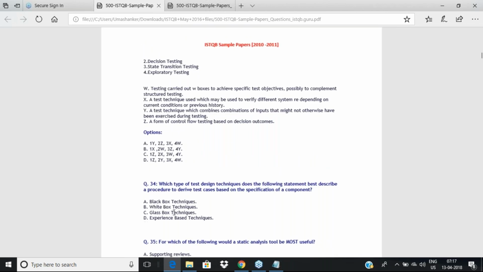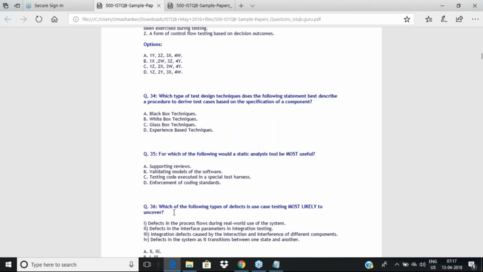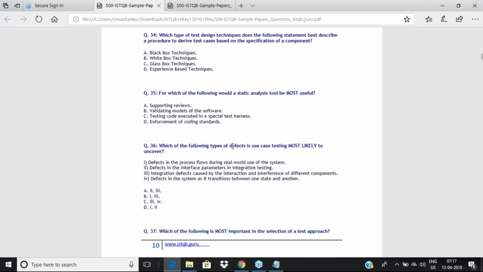All right, somebody is saying 36. Now coming to types of defects: which of the following types of defects is use case testing most likely to uncover? Okay, so he's talking about testing with some use cases, which, to be frank, is a little older process. We're not doing that now, but we have to go with the exam.